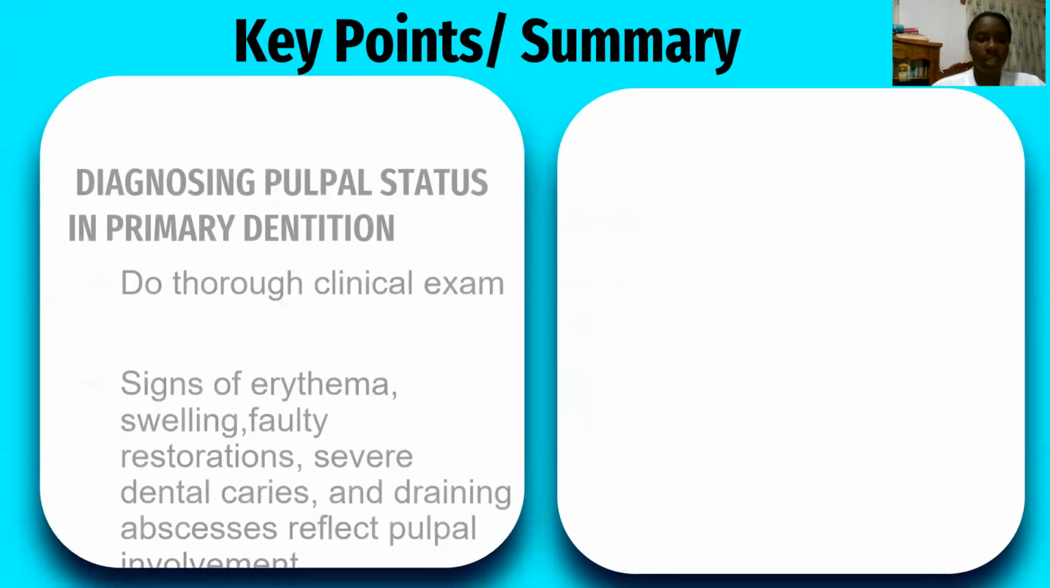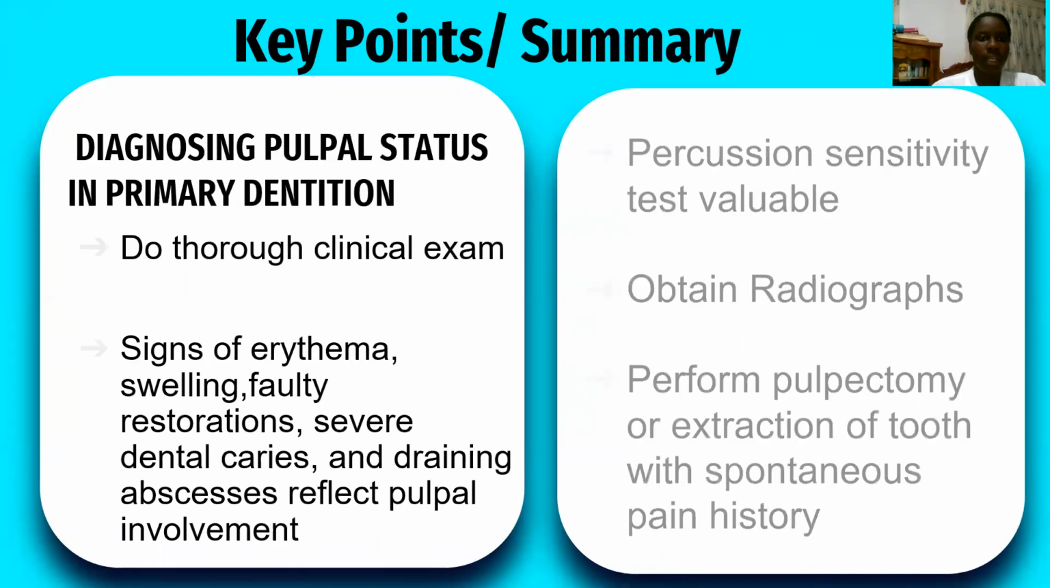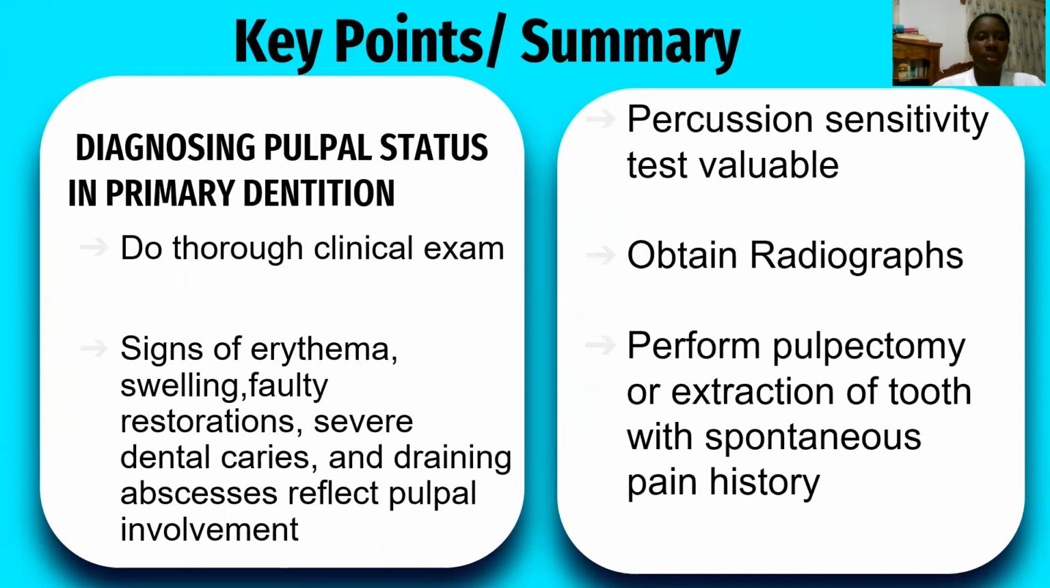So after the history is elicited, a thorough clinical exam would be performed. Now, if during the exam signs of erythema or redness, swelling, faulty restorations, severe dental caries, and draining abscesses are discovered, this would reflect pulpal involvement. Percussion sensitivity test is also valuable in diagnosing the pulpal status of primary teeth.